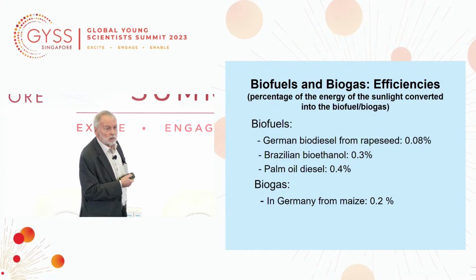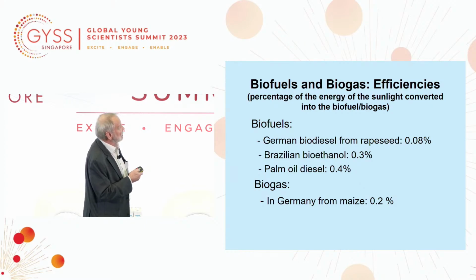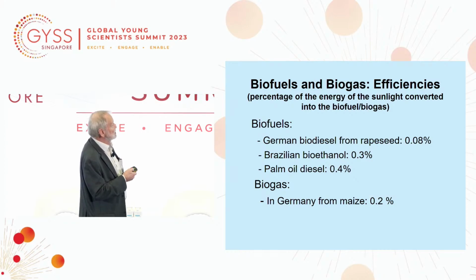If you would use a photovoltaic cell, you would get 20%. And in addition, with the photovoltaic cell and the electric battery, you have an energy usage in the car of 90%. If you burn diesel, you have 30%. 70% is wasted in that process, in burning the fuel, the gasoline, in the engine of the car.